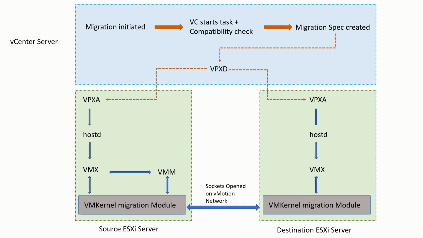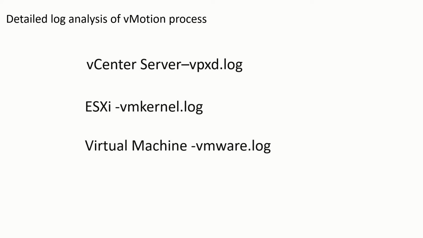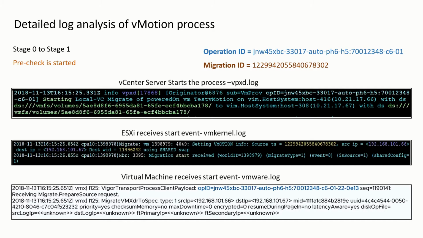The vMotion process completes in 12 states. You can get all the states and their related tasks by analyzing the VPXD, VM kernel, and virtual machine log, or vmware.log. From state 0 through state 1, vCenter server performs checks that include source and destination ESXi host configuration and networking requirements for vMotion. At this state, if you analyze the VPXD log on the vCenter server instance, you will notice that the vCenter server is starting the migration process from the source to destination with a unique operation ID.